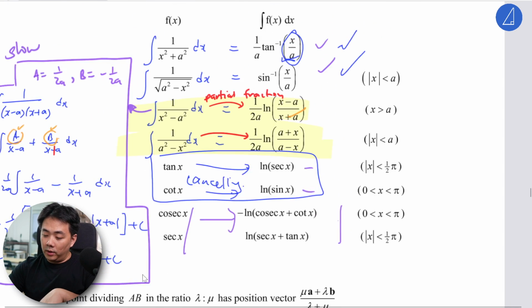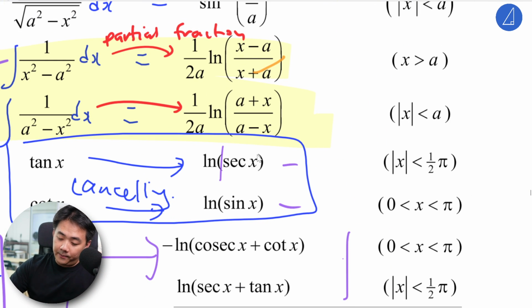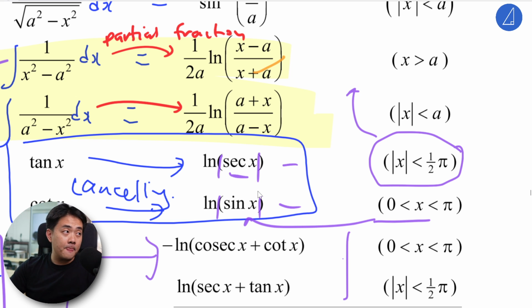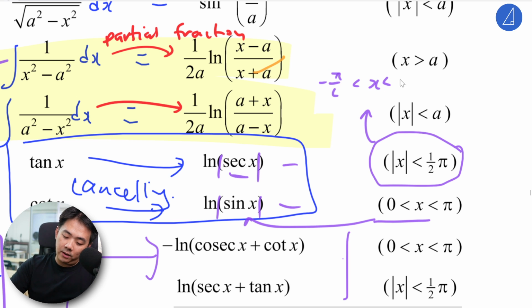So the question is then whether we need to mod this guy. Don't need to, because what does this mean? This one ensures that it's modulus. This one also ensures it's modulus. You can put a mod, don't put a mod, it's fine. Doesn't matter. But basically x is between minus pi over 2 and pi over 2.